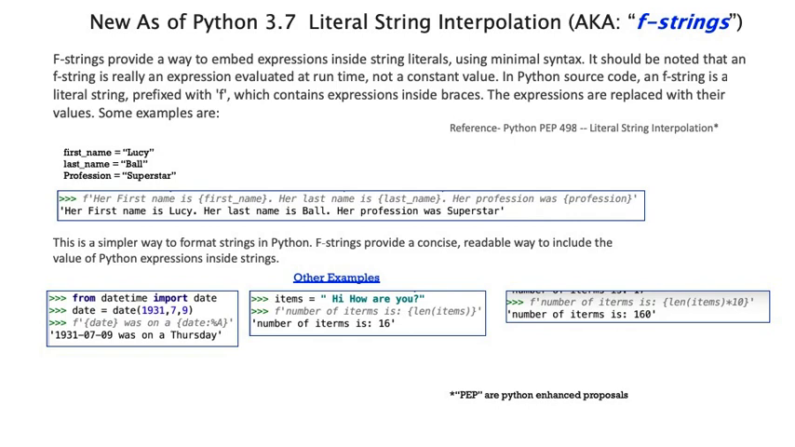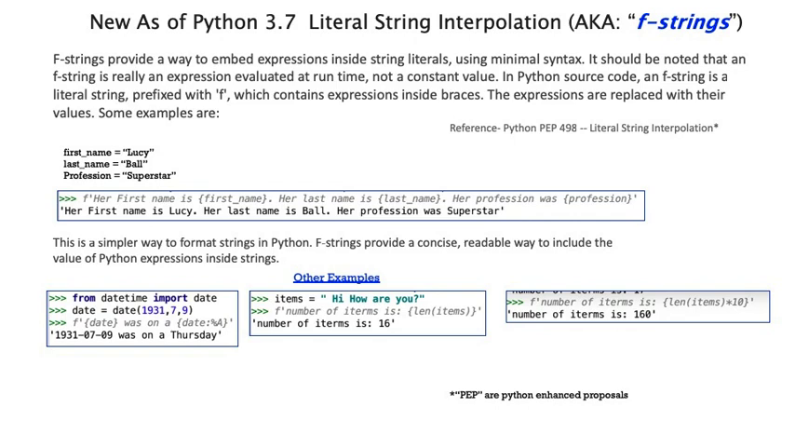The expressions are replaced with their corresponding values. So here are some examples for you. First name Lucy, last name Ball, profession superstar. Our F string, which is in this kind of light gray font: F, her first name is, and then in curly brackets, first name. So we know that's going to correspond to our first name variable. Her last name is last name, our last name variable. Her profession is profession, of course, our profession variable.